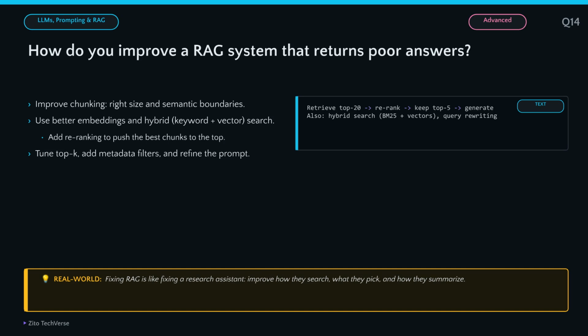Question 14. How do you improve a RAG system that returns poor answers? Start by refining your chunking strategy, using hybrid search to catch keywords, and adding a re-ranking step to ensure the most relevant context is prioritized for the final generation.